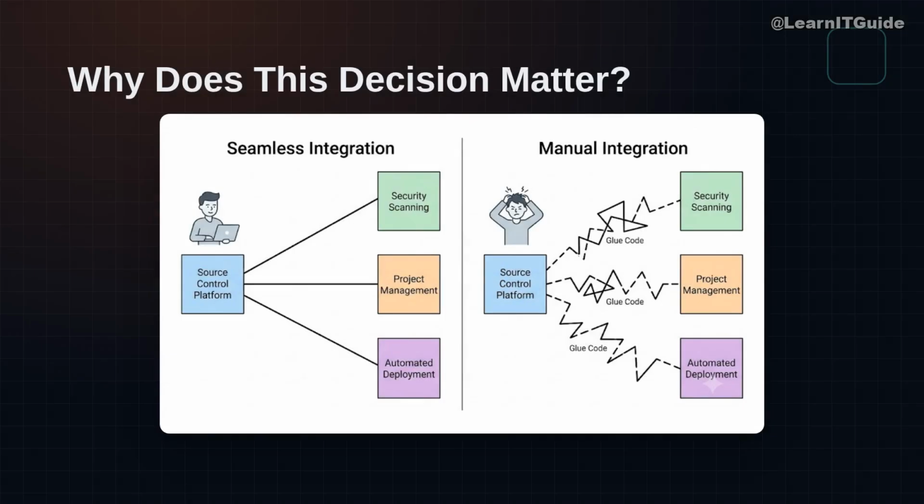Now, why does this matter? Here is why. When you choose a source control platform, you are not just choosing a place to store Git repositories. You are choosing your primary integration point for security scanning, project management, and automated deployment. If you pick a tool that does not play nice with your existing stack, your engineers will spend half their week fighting with the tooling instead of shipping features. That is exactly the kind of friction that stalls deployment cycles.